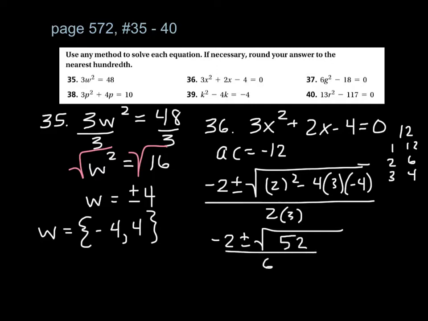So this is a problem where I am going to have to approximate, and notice in the directions they asked us to round to the nearest hundredth. So let's do that. So I have -2 plus the square root of 52, and I'm going to use my calculator, hit enter and then divide by 6. So one answer is 0.87, or 87 hundredths. Then I'm going to use -2 minus the square root of 52 and divide by 6. And that second answer is -1.54.